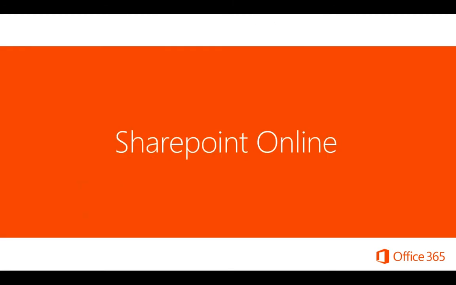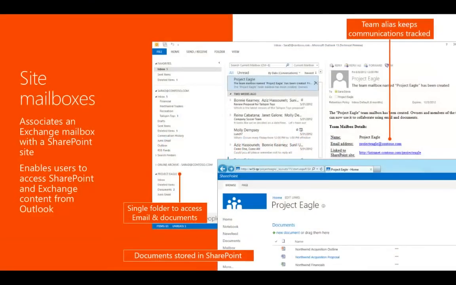Switching over to SharePoint Online, I'd like to cover a few of my favorite new features. The first is site mailboxes. Typically, your email and your documents are kept in two unique and separate repositories. You have your emails stored in Exchange and Outlook, and then you have your team documents stored in your SharePoint site. And sometimes trying to keep the two together can be a challenge.